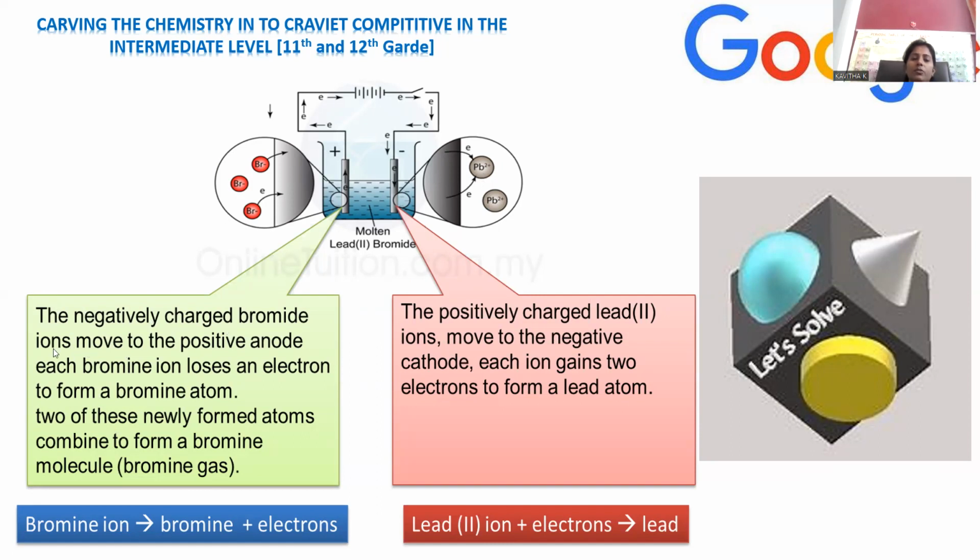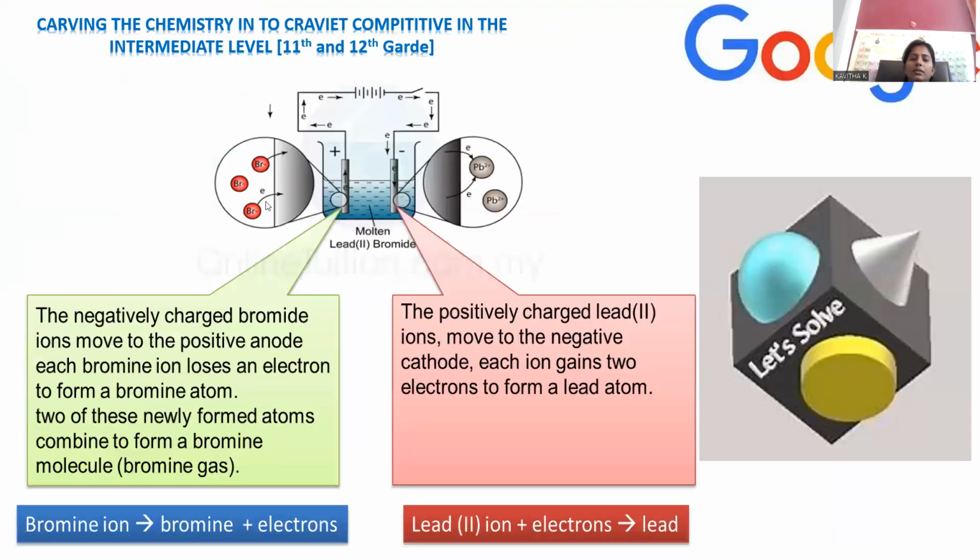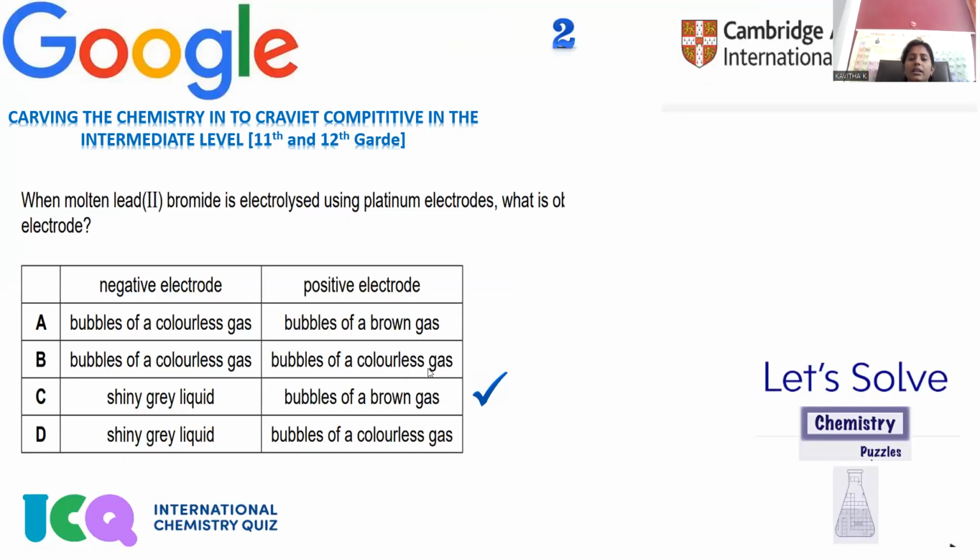So negatively charged bromide ions move to the positive anode, and bromide ions lose electrons and are converted into bromine atoms. That is bromine gas. Positively charged lead ions move to the negative cathode, and each ion gains 2 electrons to form metallic lead. This is the way metallic lead is formed, and here you can see a shiny gray liquid will be generated. And here you can find bubbles of a brown colored gas generated at this electrode. So this is the way we can give the electrolysis process for lead bromide.